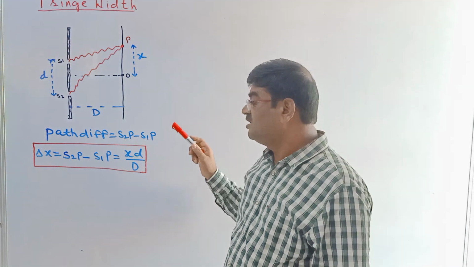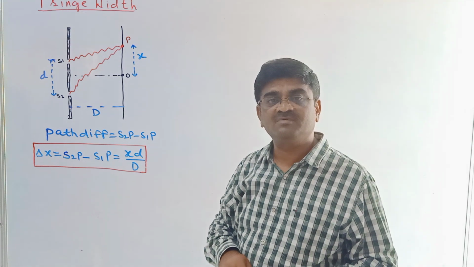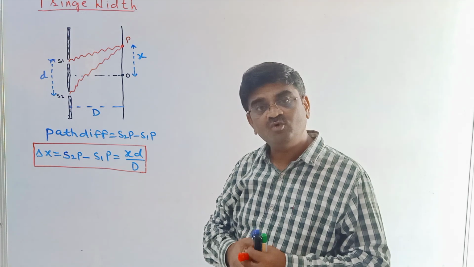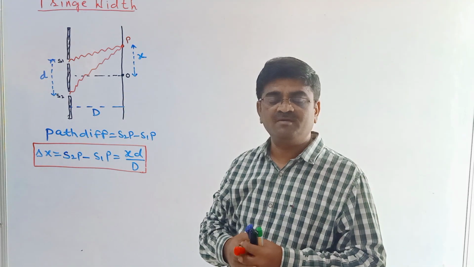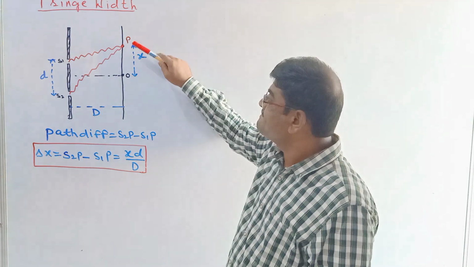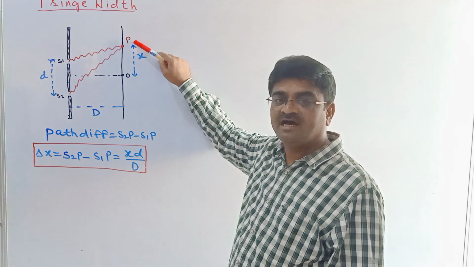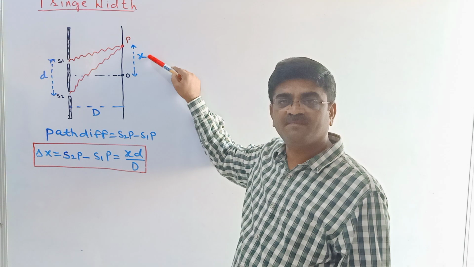Anyhow, my next important point over here is that I may have to know the distance of a particular bright band or dark band on the screen. Say at P, I have some third dark band, so that x will give me the position of the band.